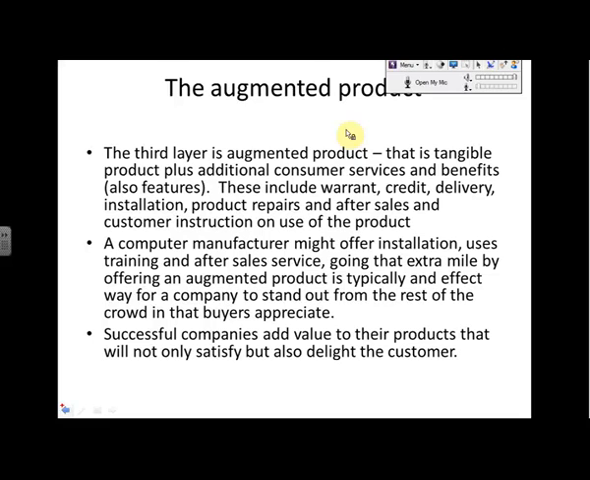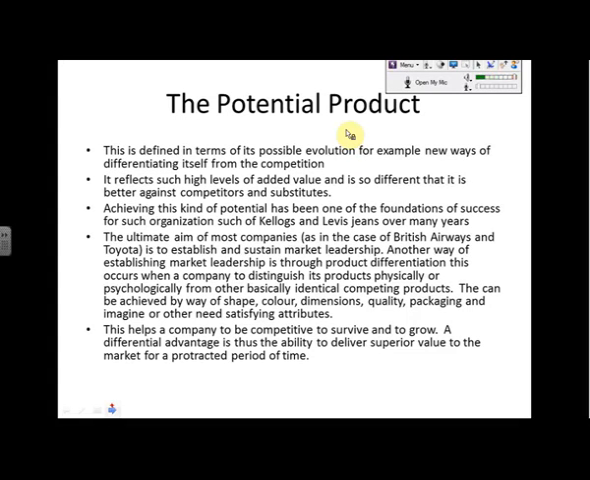Okay? The next level is what is known as the potential product. This is defined in terms of its possible evolution. For example, new ways of differentiating itself from competition. When you buy a product, you don't expect a product that is inferior to the competitors. It must reflect such a high level of added value and is so different that it is better against competitors and substitutes. It's able to perform and to do greater things than the other products on the market.